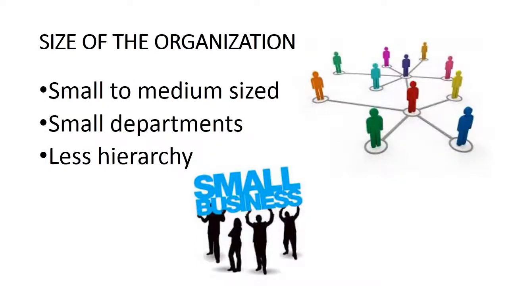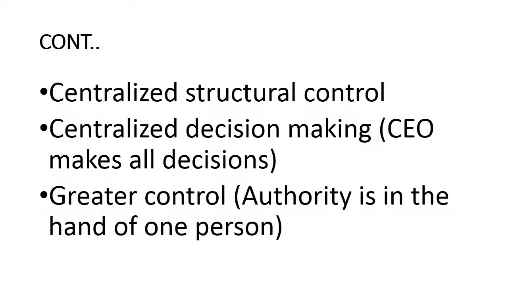Size of the organization is small to medium. I would say small. There are small departments, there is very less hierarchy, so a lot of communication happens between the CEO and the managers because of the size of the organization. It's not that big. The club basically has centralized structural control because there is only 1 CEO that is making all the important decisions for the club, and there is greater control also. Because of that, the authority is in one hand only.